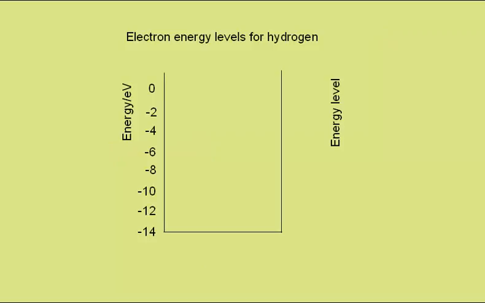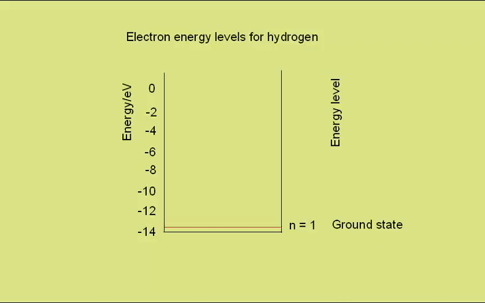We're going to look at the energy levels available to an electron in an atom of hydrogen. Hydrogen, having just one proton in the nucleus and one electron, is by far the simplest of the atoms and so the easiest to analyse. It was found that the electrons could only have certain specific energy levels. The lowest state, here at minus 13.6 electron volts, we call n equals 1, or the ground state.